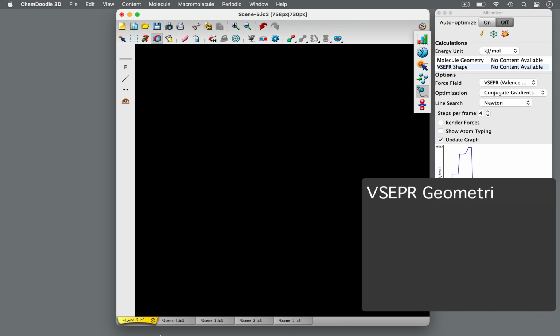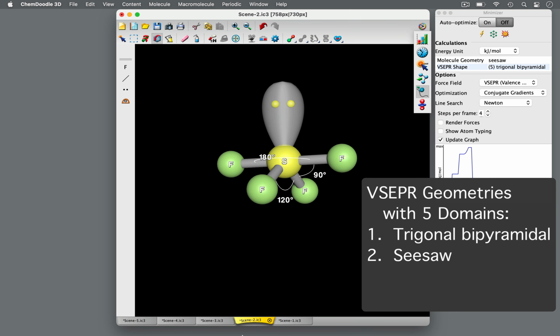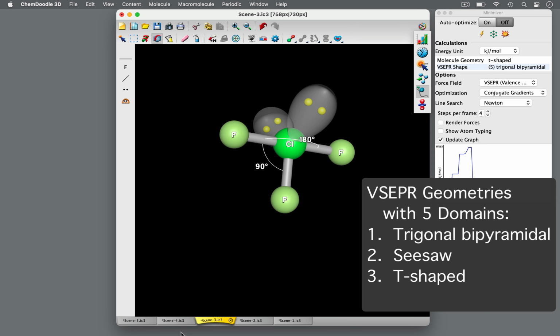VSEPR theory is a useful model for predicting the arrangement of atoms in a molecule based upon a central atom's valence shell electrons and the repulsion between these regions of high electron density. When there are 5 domains of high electron density, VSEPR theory predicts that molecules can adopt one of the following structures: trigonal bipyramidal, seesaw, T-shaped, and linear.